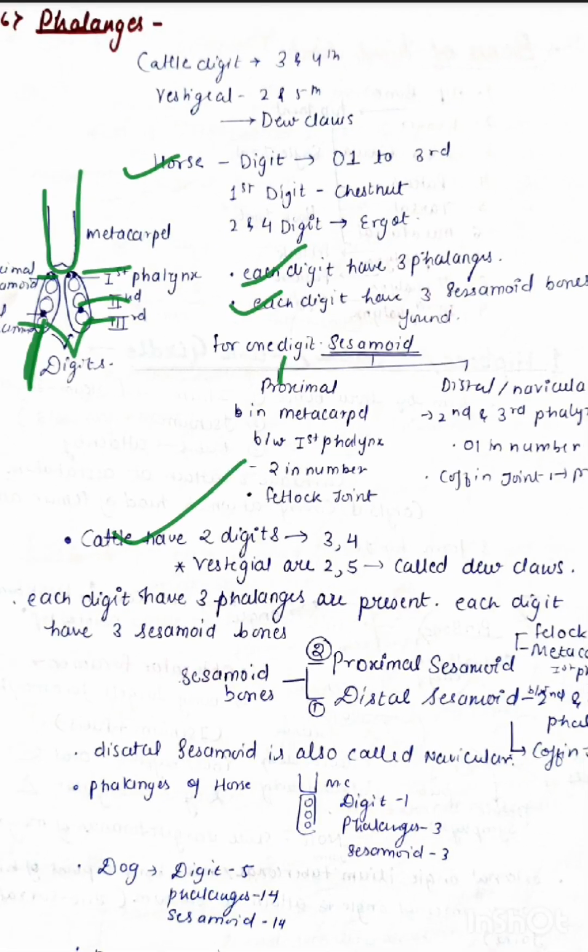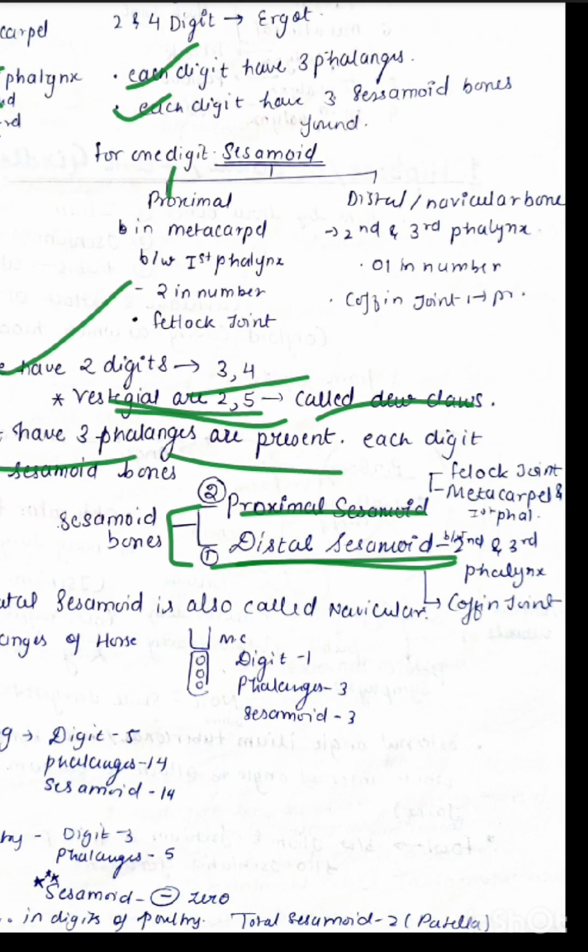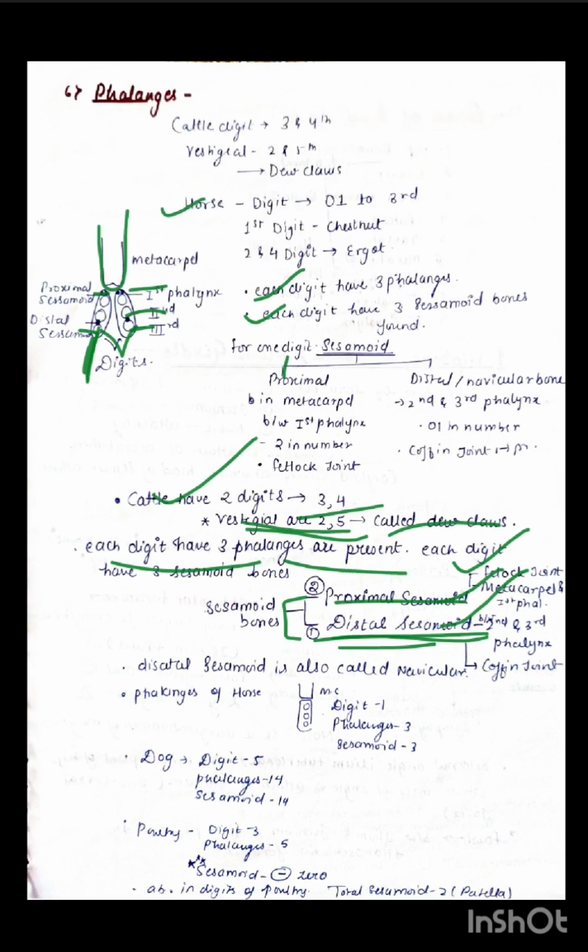Cattle have 2 digits, 3 and 4, and the vestigial ones are 2 and 5, which form the dew claws. Each digit has 3 phalanges and 3 sesamoid bones. Sesamoid bones are divided into 2 parts, the proximal sesamoid and the distal sesamoid. The proximal sesamoid forms the fetlock joint, the metacarpal joint between the first phalanges, and the distal sesamoid forms the second and third phalanges, which form the coffin joint.